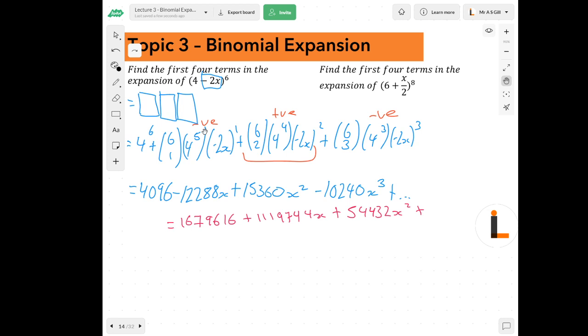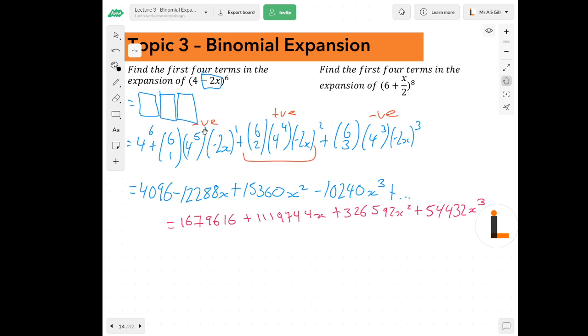Sorry, that coefficient for that third term there is incorrect. We should get 326592 x squared plus, now the final term, 54432 x cubed. Okay, so a massive expansion there.